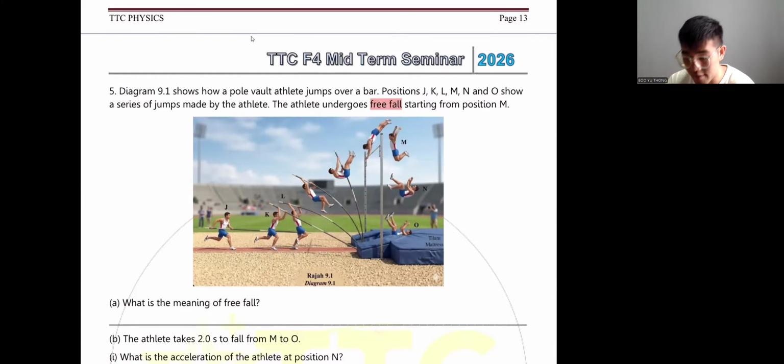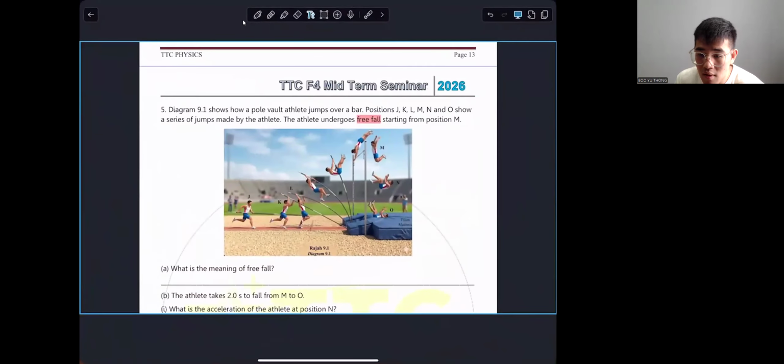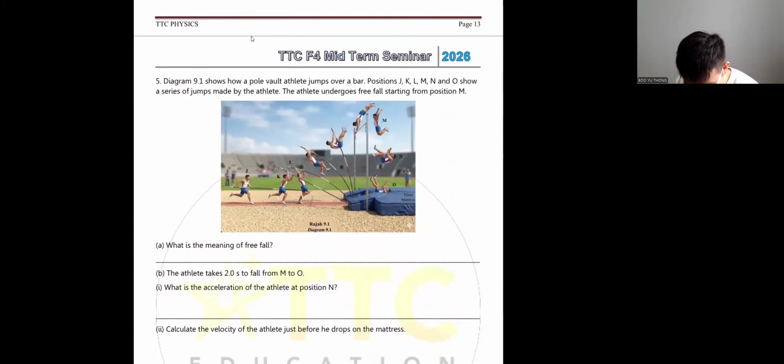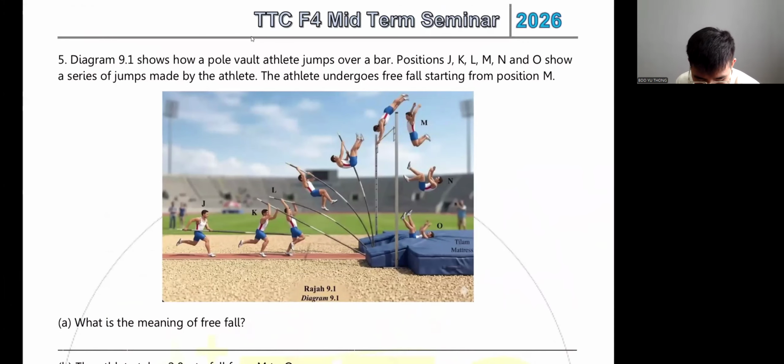Before we look at the question, can you recognize which subtopic this question is from? You don't have to tell me the number, because even if you ask me, I don't remember the number. But you can tell me the title of the subtopic. Hold up, my iPad is lagging. It needs some time to load. Okay, back to question number 5. Do you remember which subtopic this question is from?